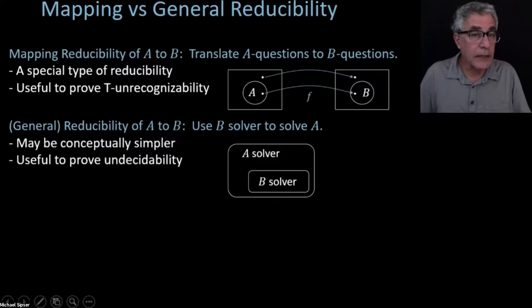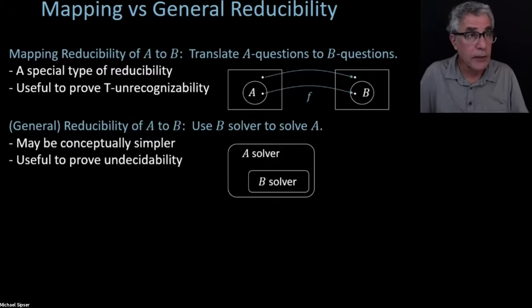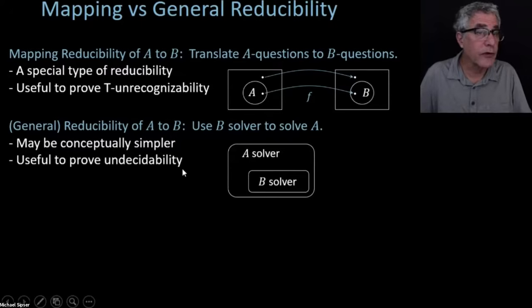I find that people struggle more with the mapping reducibility concept, and that the general reducibility is what people naturally gravitate towards. And so in some sense, it's conceptually simpler. And it's useful to proving undecidability. But you really have to be comfortable with both. And especially in the complexity part, we're going to be focusing on mapping reducibility.